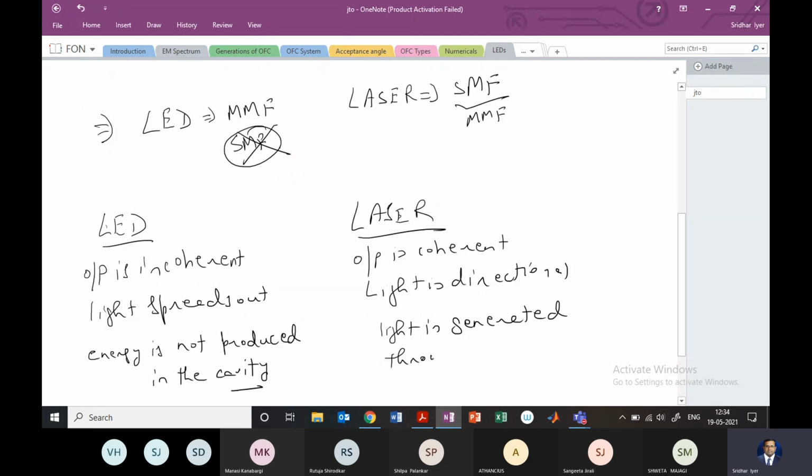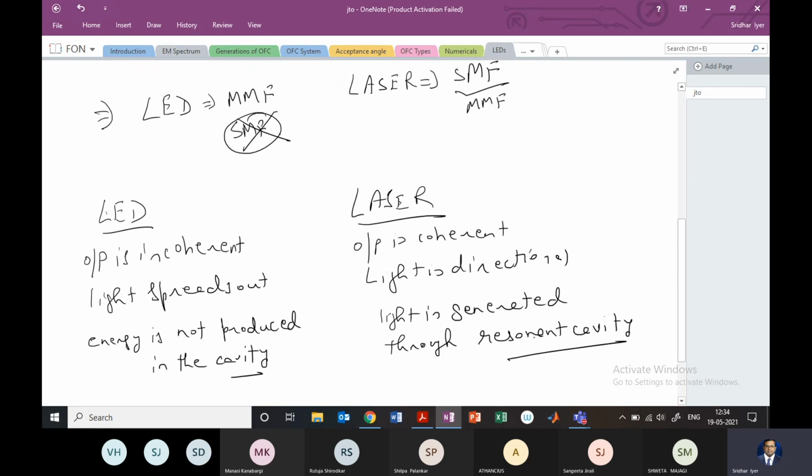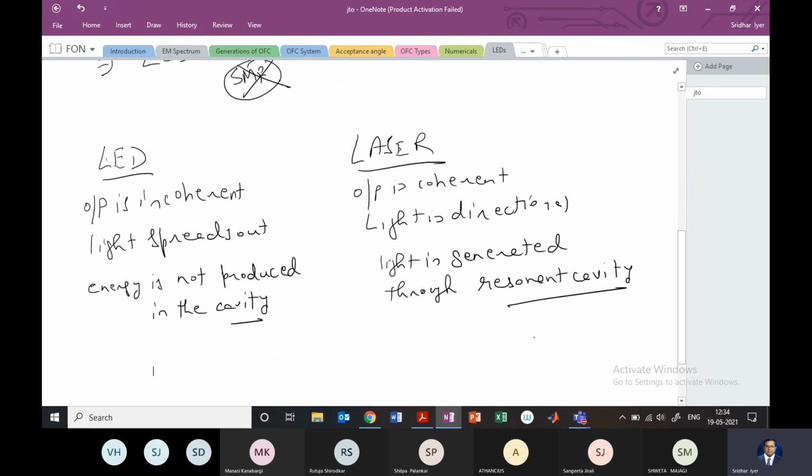whereas here light is generated through a resonant cavity. So the light which is produced or generated by the laser is in resonance, and therefore it becomes coherent also. These are some of the advantages.